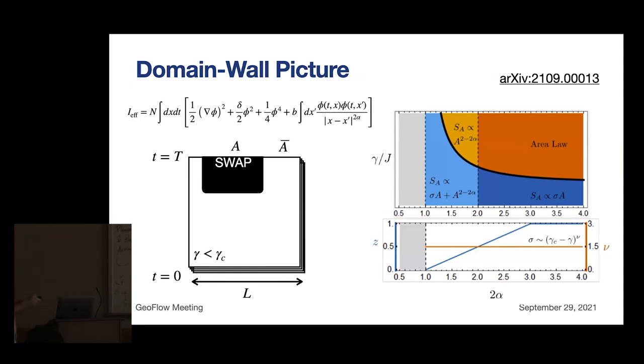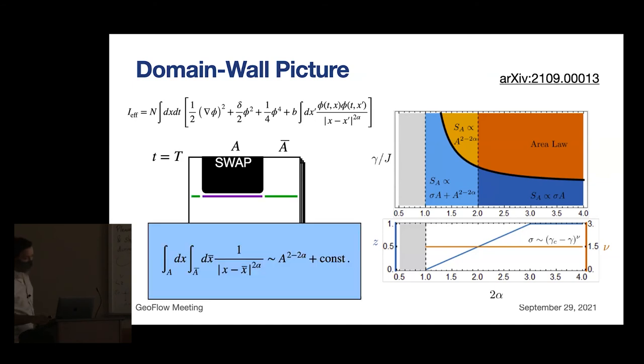Okay, and then below the critical measurement rate, so in this volume law entangled phase, you get the usual volume law term here, but then you also get this sub-leading correction. And you can calculate this quickly. If you have a domain wall like this, there's some energy penalty of all of these guys disagreeing with all of these guys here. And there's an integral you can do that calculates the energy cost of these two regions. And it comes out to giving you this extra term here.